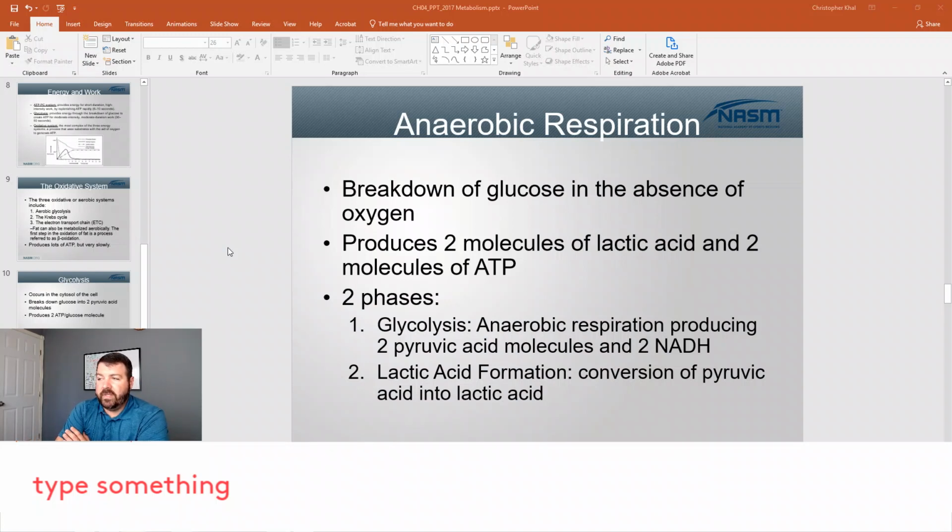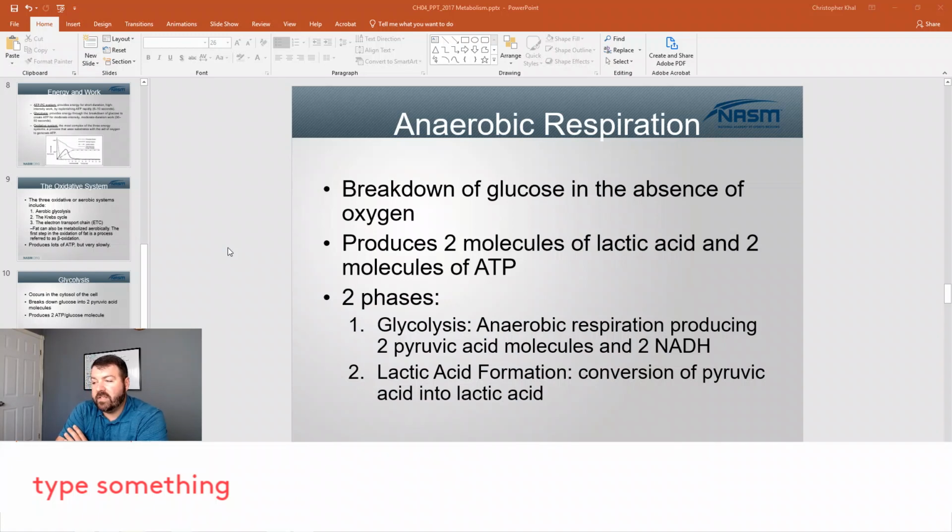The next one is anaerobic respiration, the breakdown of glucose in the absence of oxygen, obviously. Hence the anaerobic. It produces 2 molecules of lactic acid and 2 molecules of ATP. There are two phases of this. The first one is what we just mentioned previously, the glycolysis, which produces 2 pyruvic acid molecules and 2 NADH.